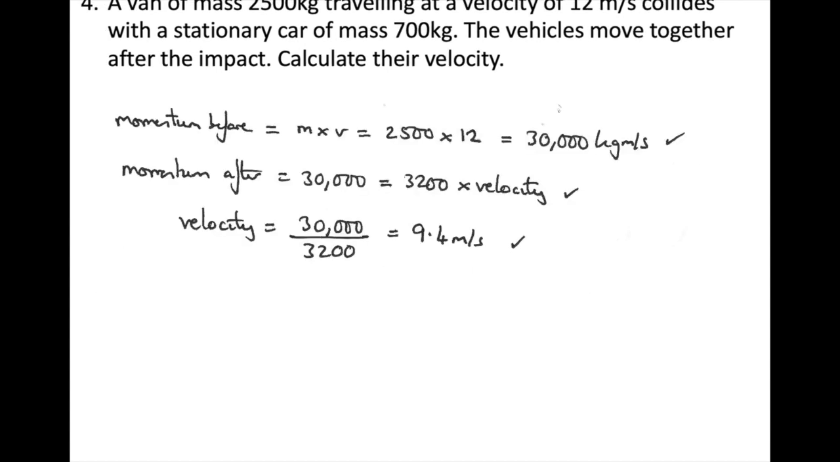And finally, the last question, momentum is mass times velocity again. So that's 2,500 times 12, which is 30,000. Momentum afterwards must be the same for conservation of momentum. So that's going to equal the new mass of both of them stuck together, 3,200, times the velocity. So finally, velocity is 30,000 divided by 3,200, which does give you 9.4.